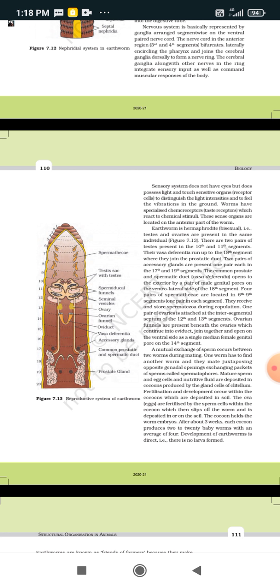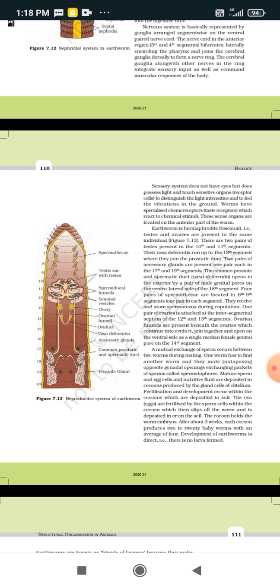Then a mutual exchange of sperm occurs between two worms during mating. One worm has to find another worm, and they mate in juxtaposition, opposite gonadal openings, exchanging packets of sperm called spermatophores.